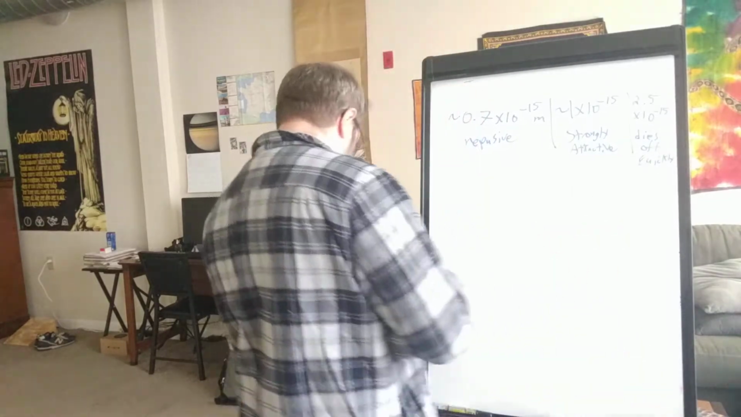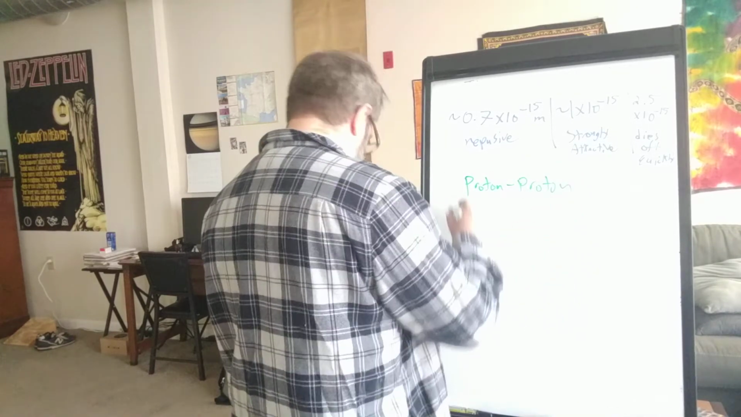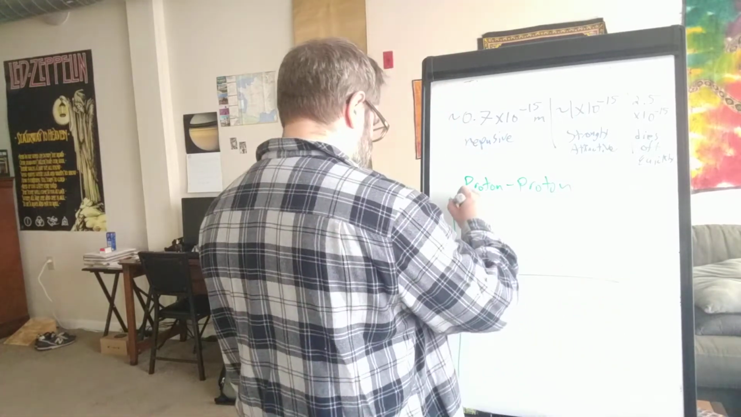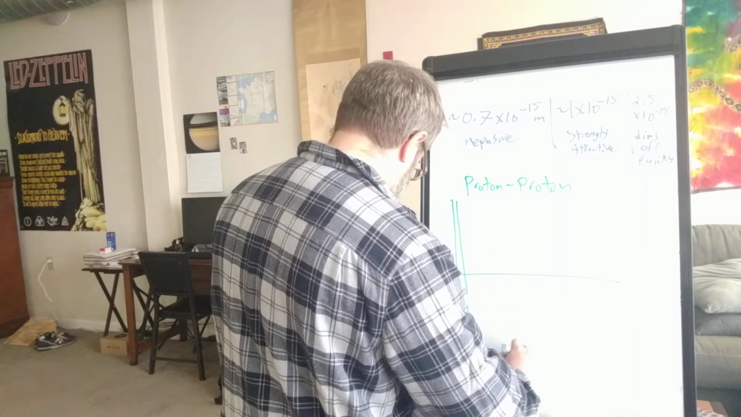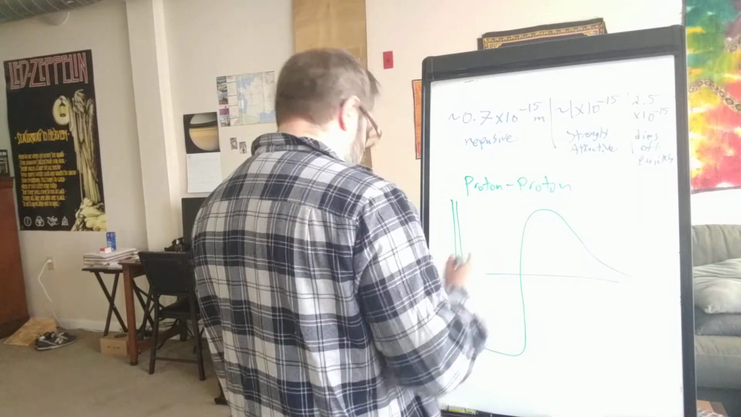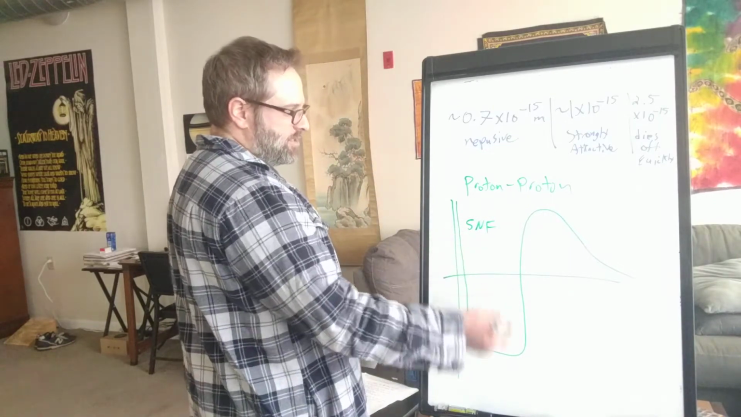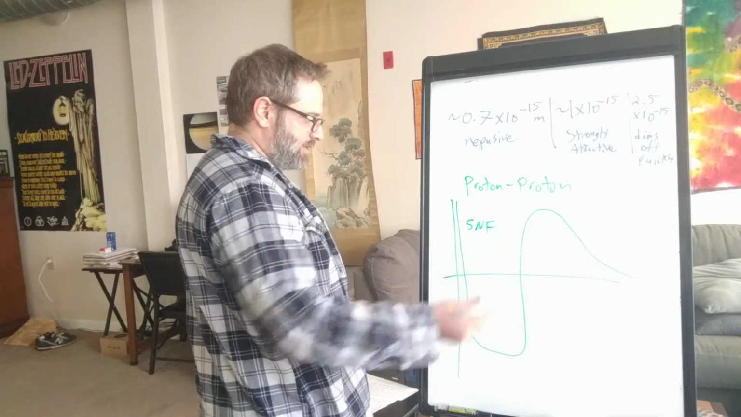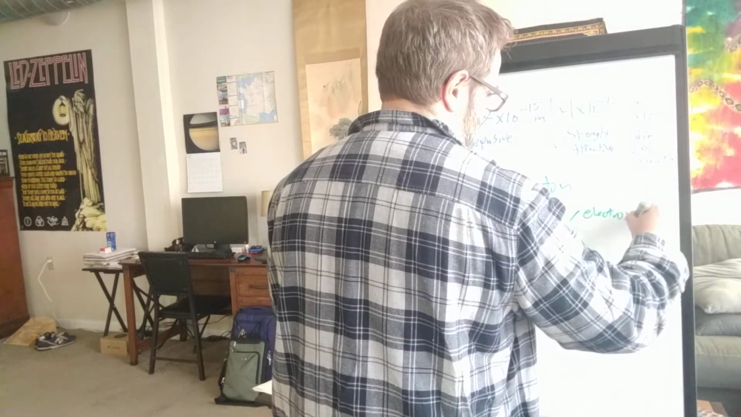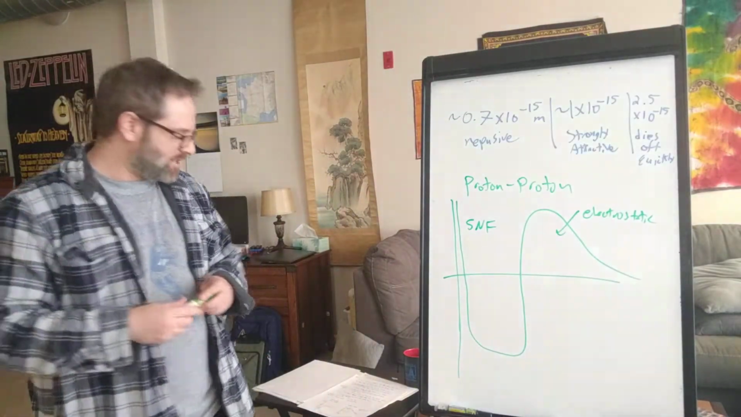So for proton-proton, the potential looks like this. We have another hump here. And so here, this is the strong nuclear force dominating. Right? Again, as before, repulsive, strongly attractive, and then dying off really quickly. But then over here, we have electrostatic forces dominate, the repulsive force between the protons themselves.